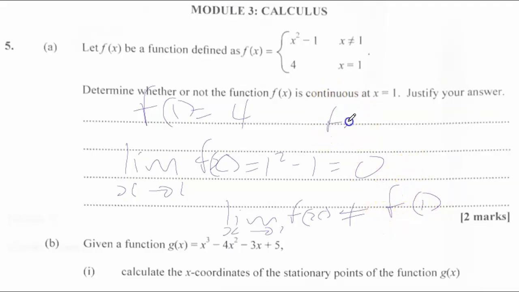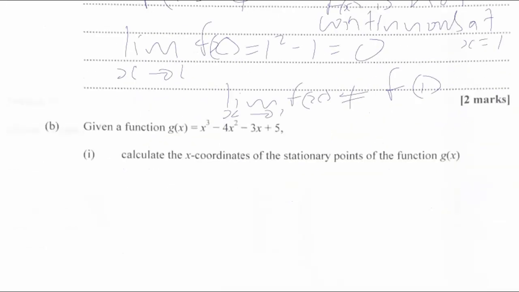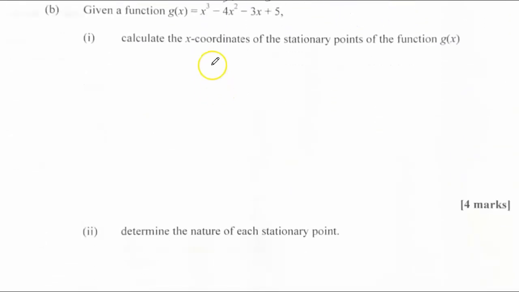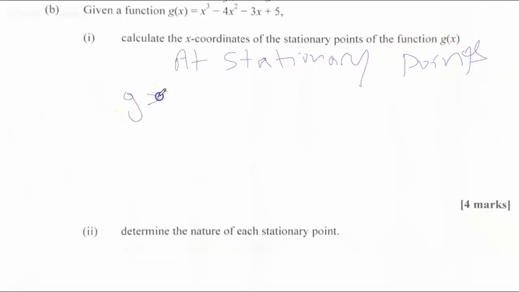So f of x is not continuous at x equal to 1. Part B, our function g: calculate the x coordinates of the stationary points of the function g of x. At stationary points, g prime of x, the derivative, must be equal to 0.